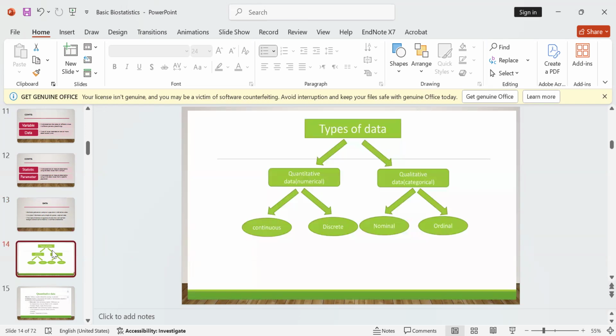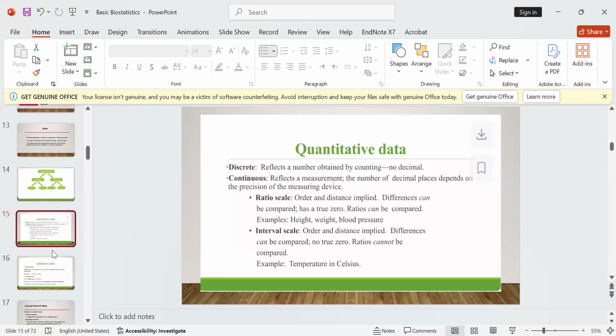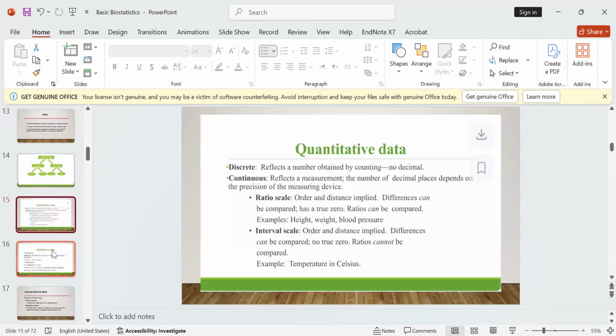There are various types of data. We can divide data into quantitative and qualitative data. Quantitative data is further divided into continuous and discrete, and qualitative data is divided into nominal and ordinal. Quantitative data is divided into discrete and continuous.